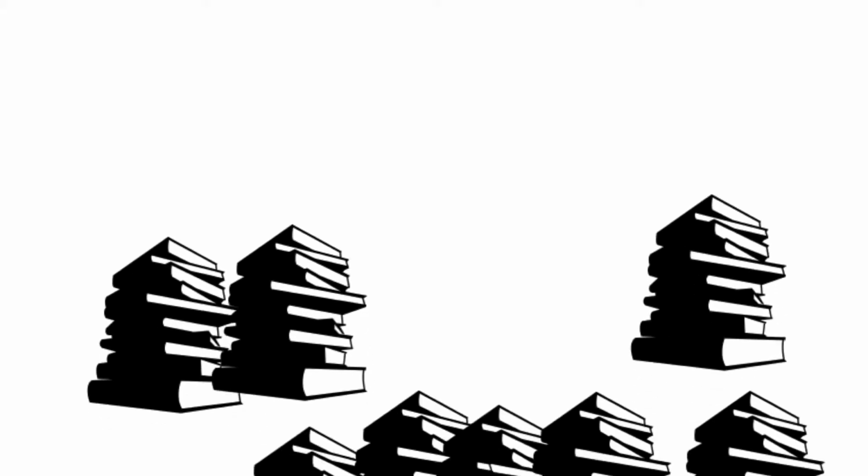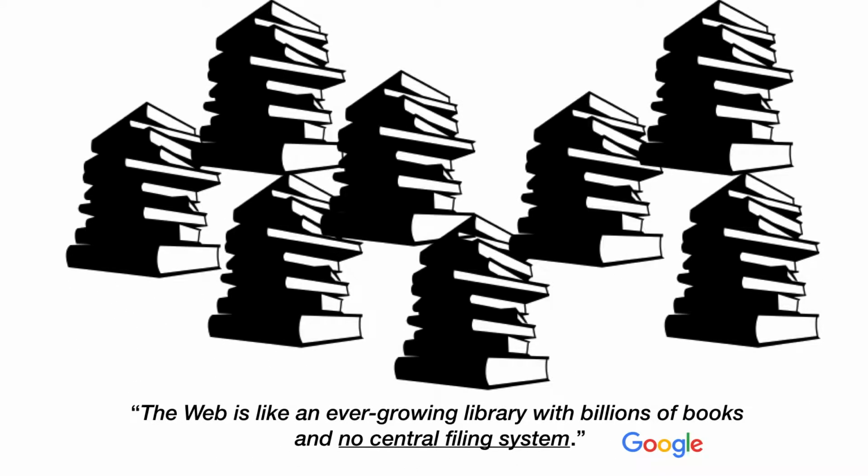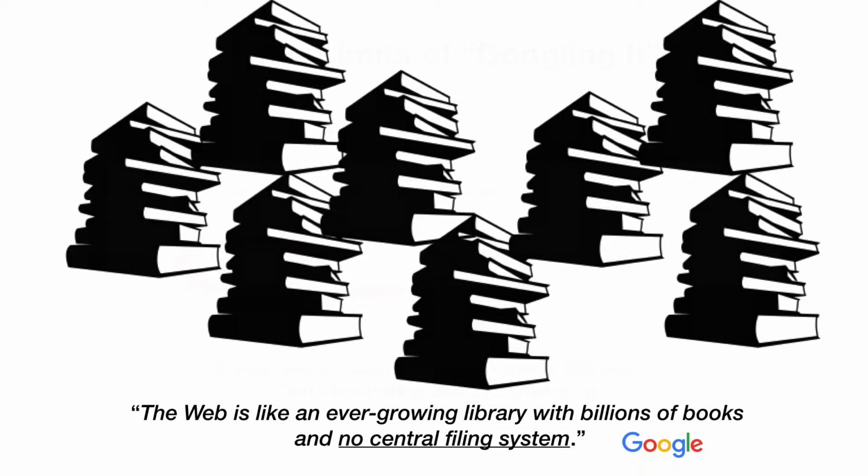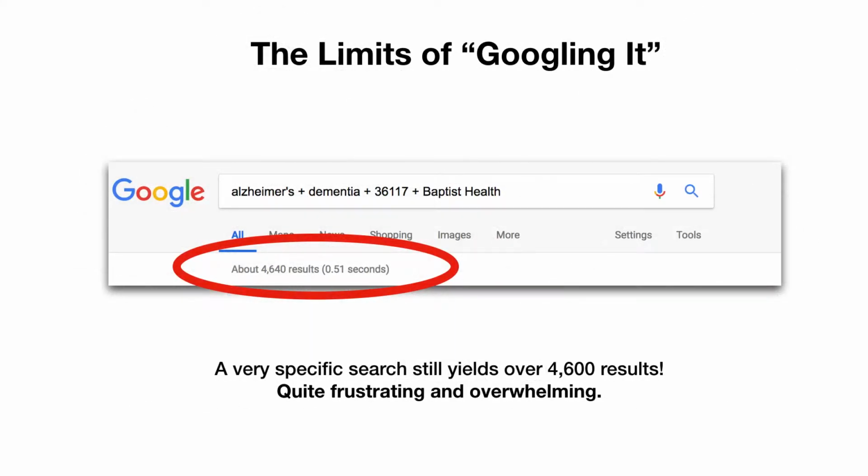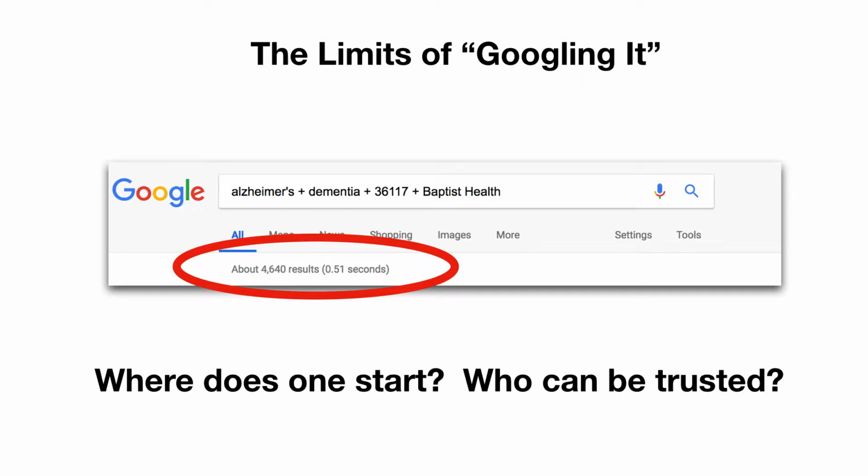The web is like an ever-growing library with billions of books and no central filing system. This according to Google. The limits of Googling it. A very specific search still yields over 4,600 results. Quite frustrating and overwhelming. So where does one start? Who can be trusted?